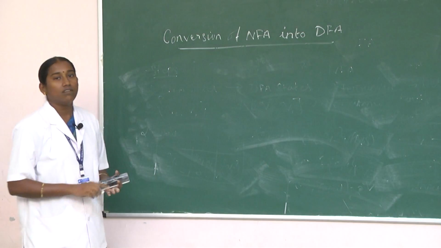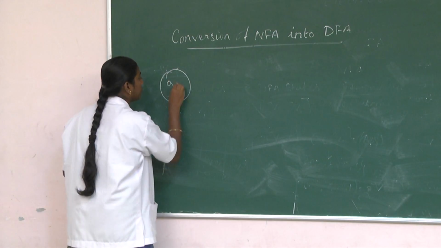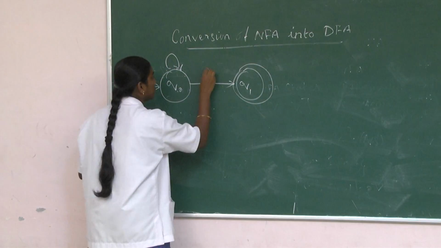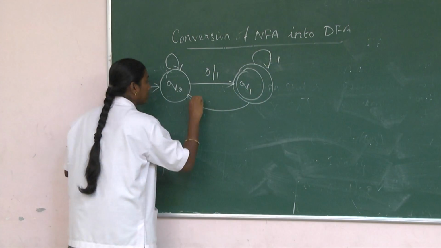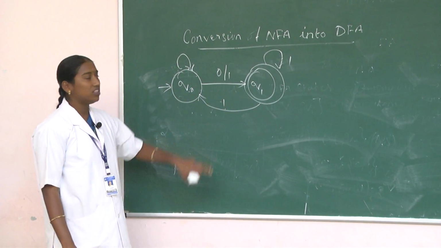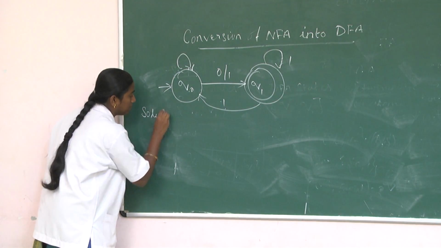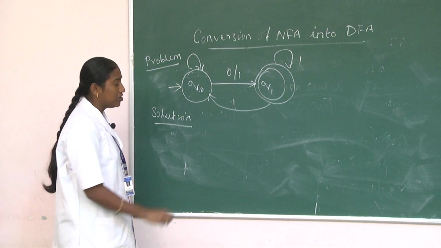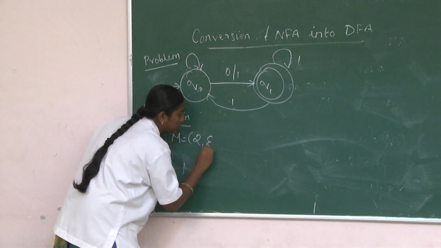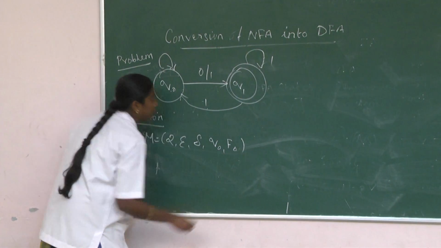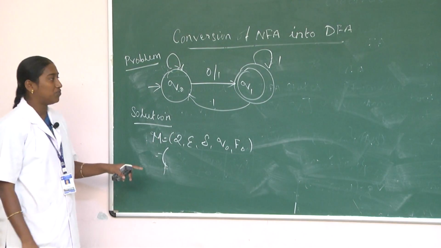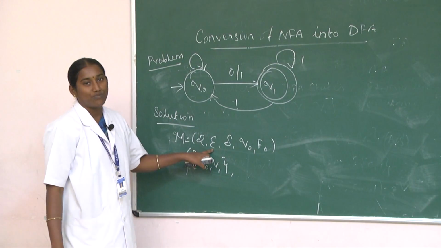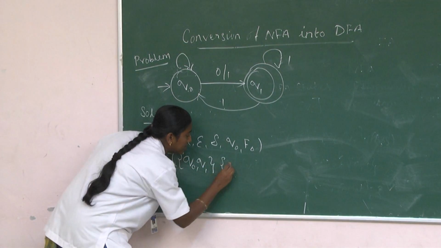Now let me take one problem and convert that one into a DFA. So this is an NFA problem. We convert this one into a DFA. So the main definition of FA machine is M equal to (Q, Σ, δ, q0, F). Here the Q stands for set of states. In our problem we have two states, that is Q0, Q1. Σ stands for set of inputs. In our problem we have two inputs, that is 0, 1.